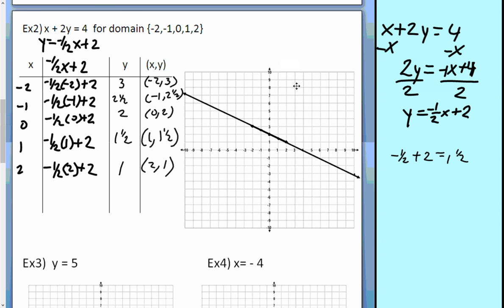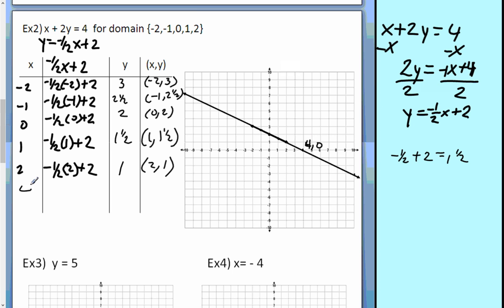What am I saying now? I want you to make sure you understand this. What does this line represent? This line is all the xy coordinates that work for this equation. For example, I could test if I put a 4 in for x, I should get a 0 for y, because that point right there is 4, comma 0. So let's see if that's true.